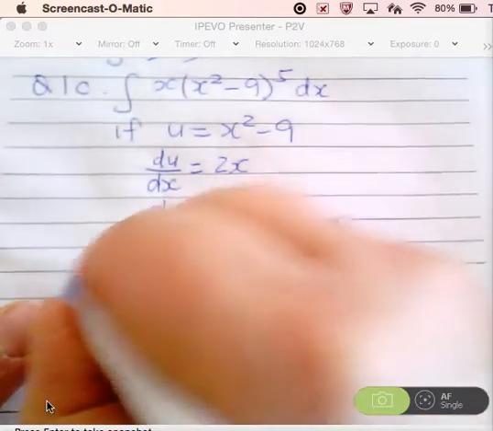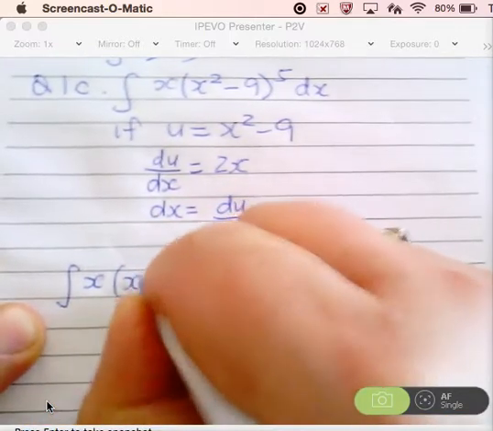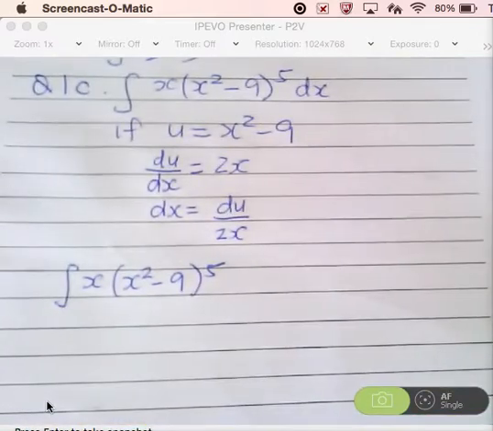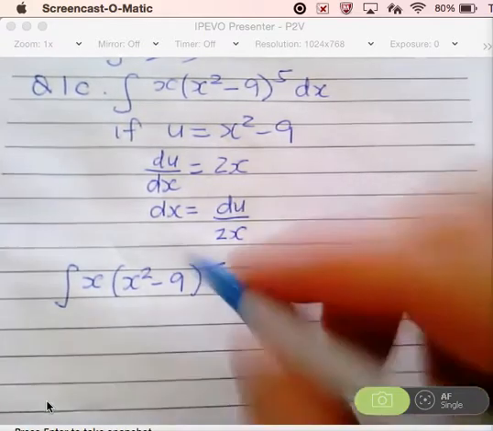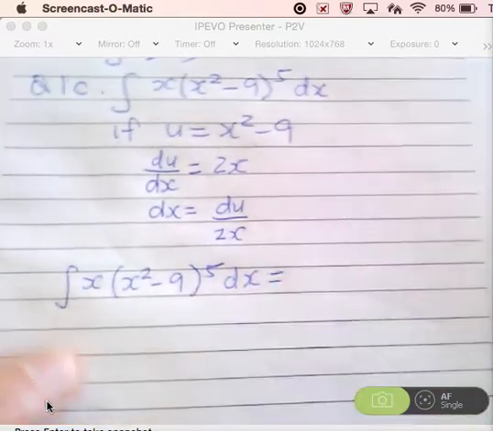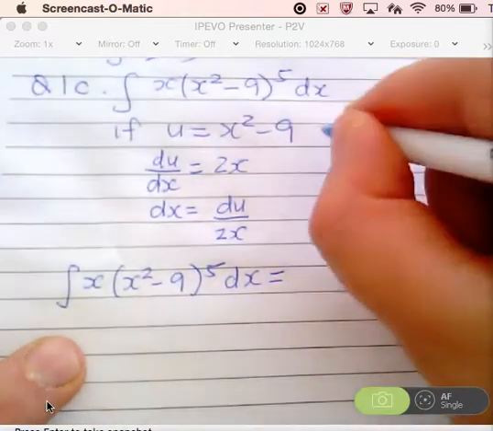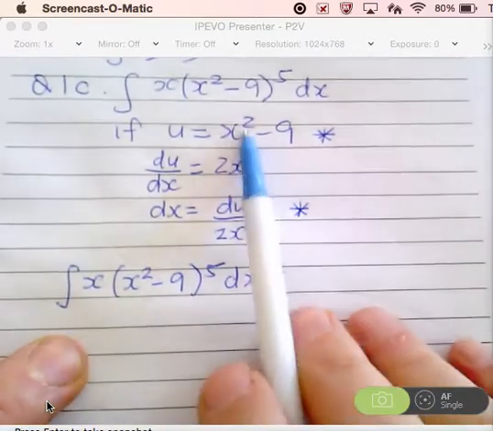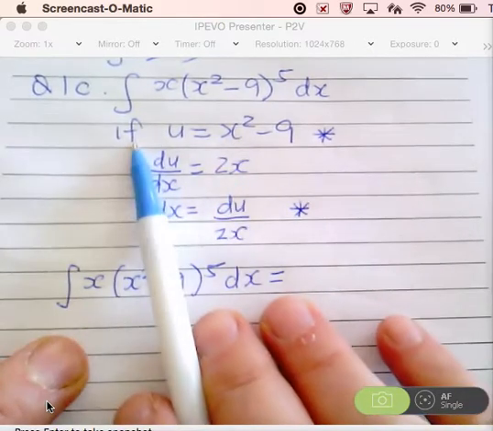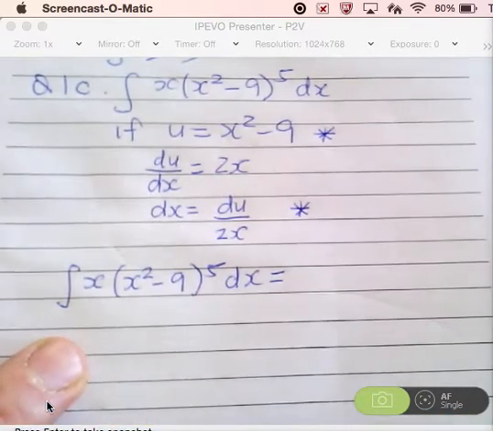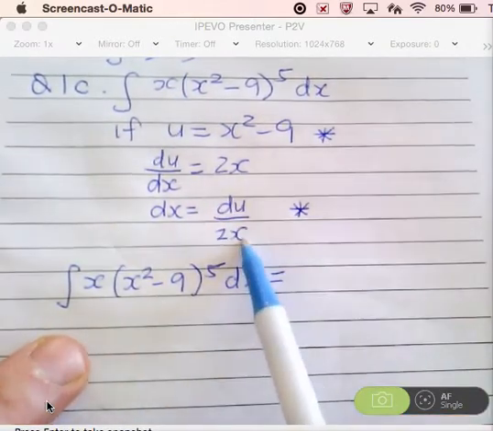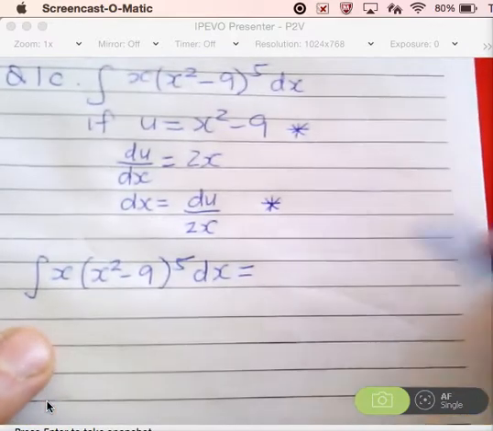All right, let's just see how we go. This one's a little bit of a strange one. The x's are going to cancel. This isn't as bad as what we think. This is the information I've got. I know that u is x squared minus 9. I know that dx is that. Normally I would rearrange this and make x the subject, but I don't think I need to. You know why? Because the x is up here. The dx is du on 2x. Let me do my substitutions and you'll see why.